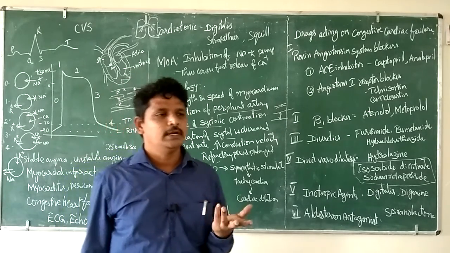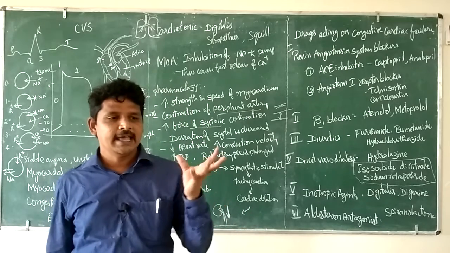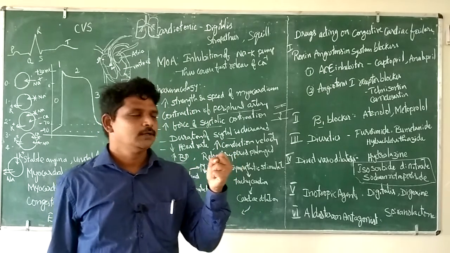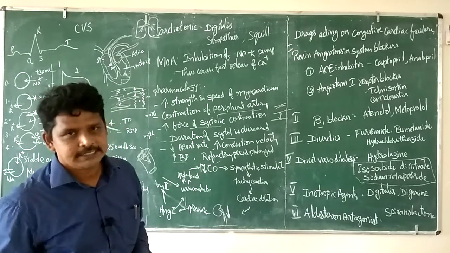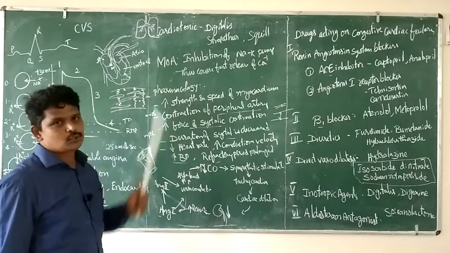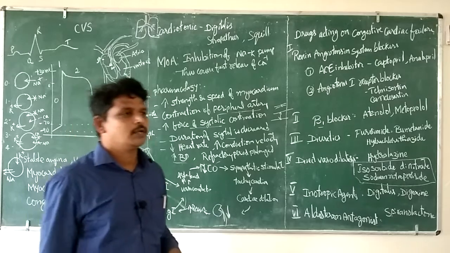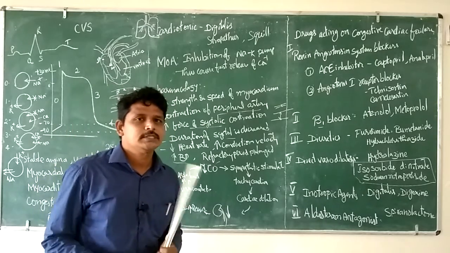So to deal with this, what we do is we enhance the contractility of the heart by using cardiotonics. Examples: digoxin, scopolamine, squill. These are the agents normally used as cardiotonics. So how are these going to work?